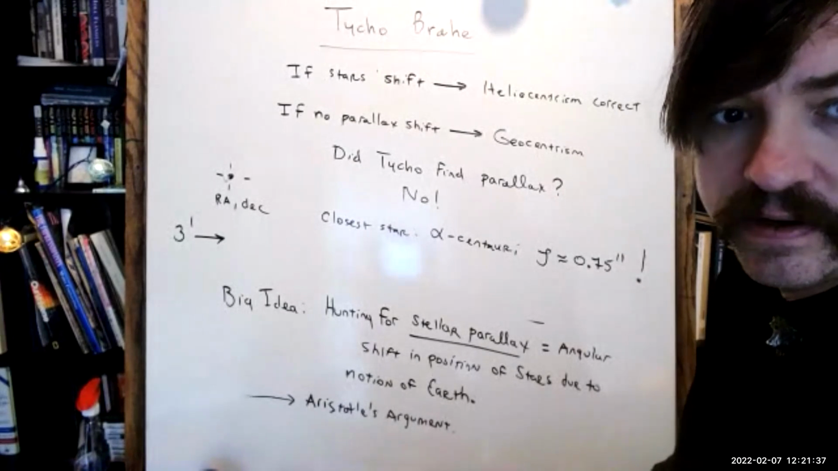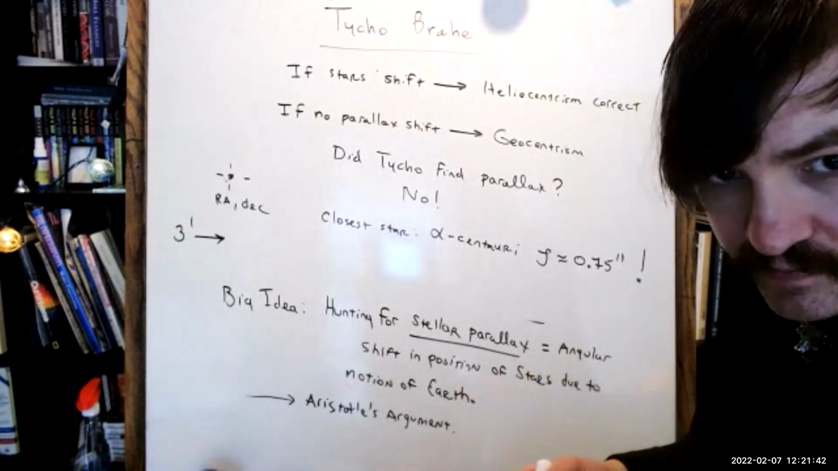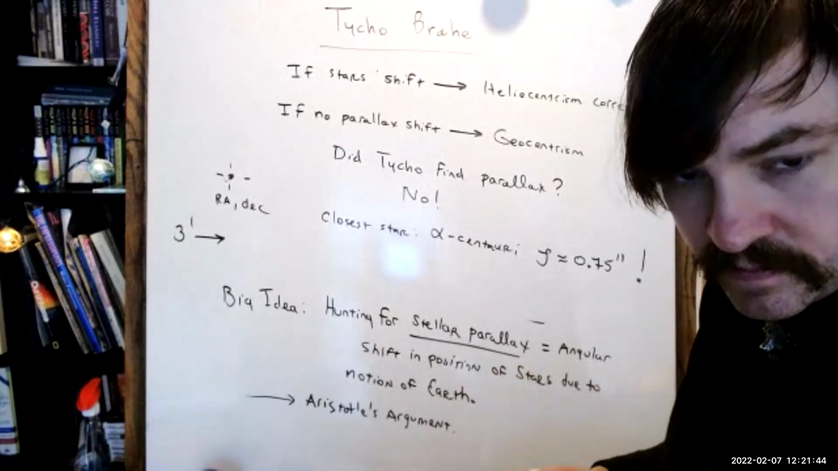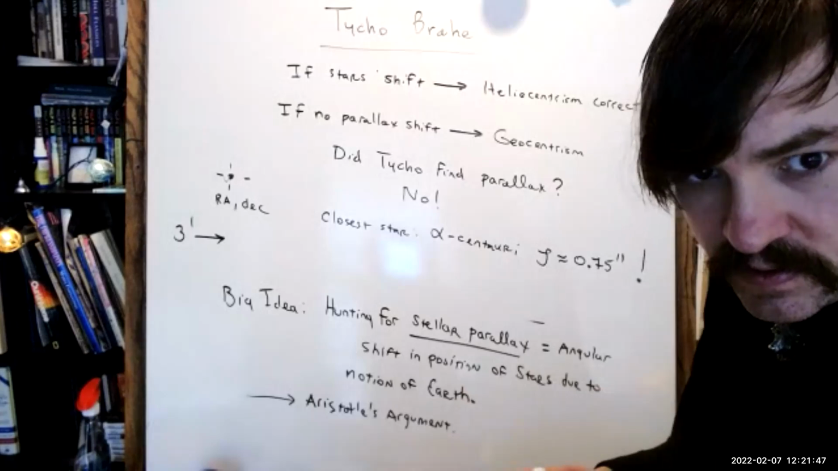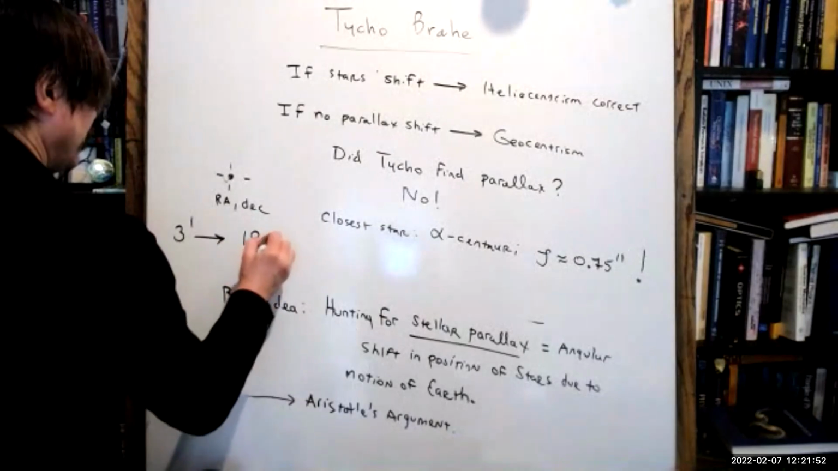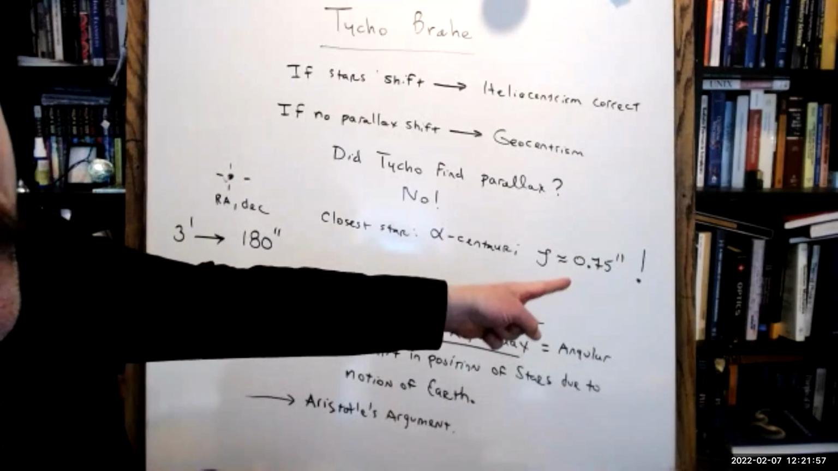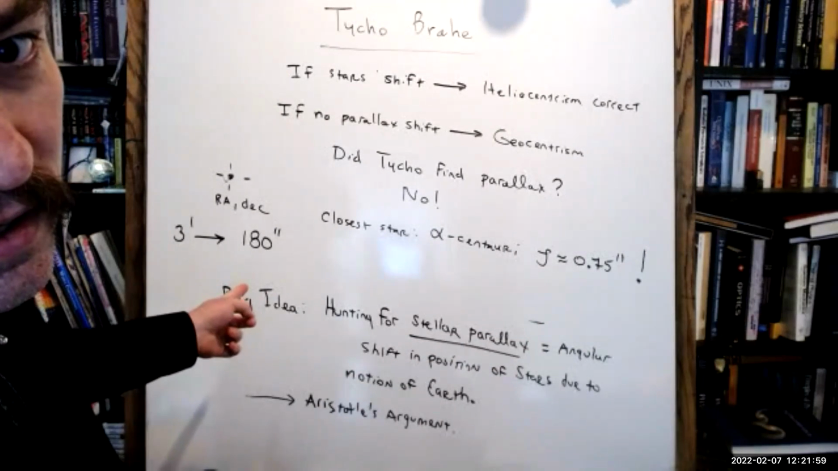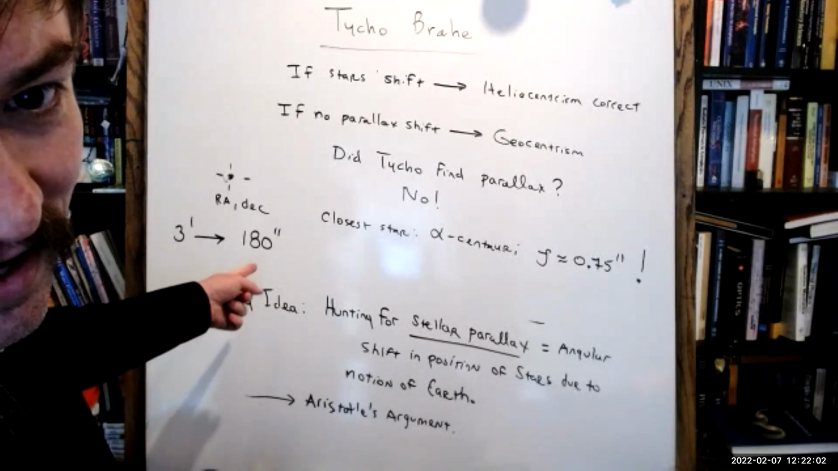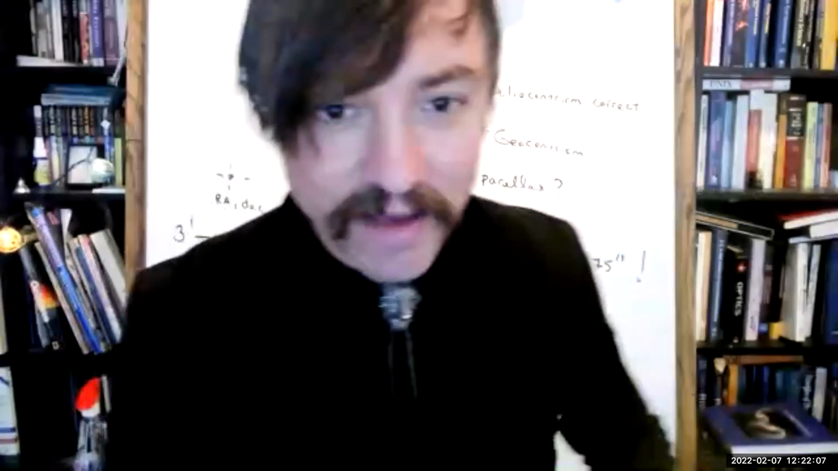Okay, so if one arc minute is 60 arc seconds, that would be 180 arc seconds. Yeah. So basically, given the fact that the biggest parallax shift that you can discover is less than 1 arc second, that means the star's angular shift was 200 times smaller than what could be observed by the naked eye.